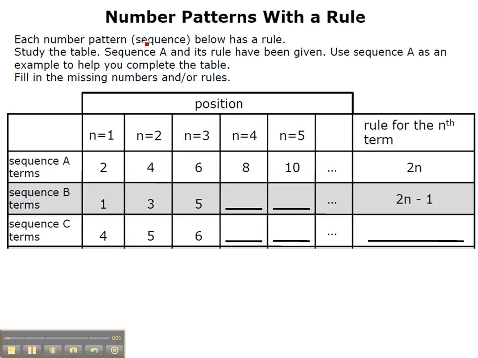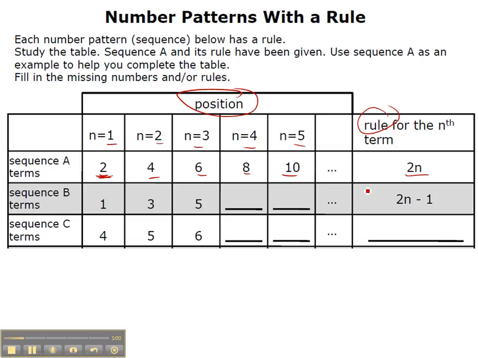It says, each number pattern sequence below has a rule. These are the sequences, the sequence of numbers, and the rules are over here. It says to study the table, sequence A and its rule have been given. Use sequence A as an example to help you complete the table. So we have all these positions, n equals 1, 2, 3, 4, and 5. And for sequence A, the terms are 2, 4, 6, 8, 10. The terms are the number you get when you apply the rule to the sequence number, or to the position number.